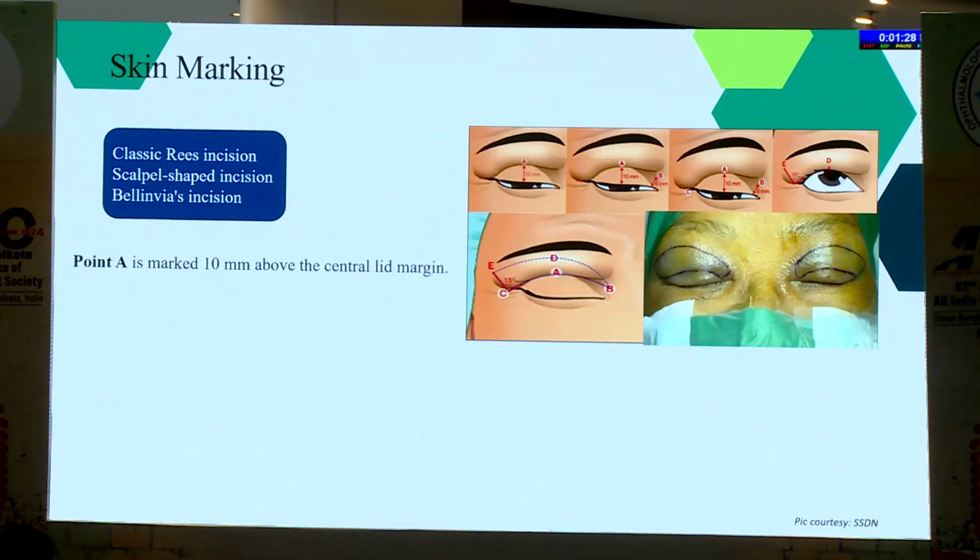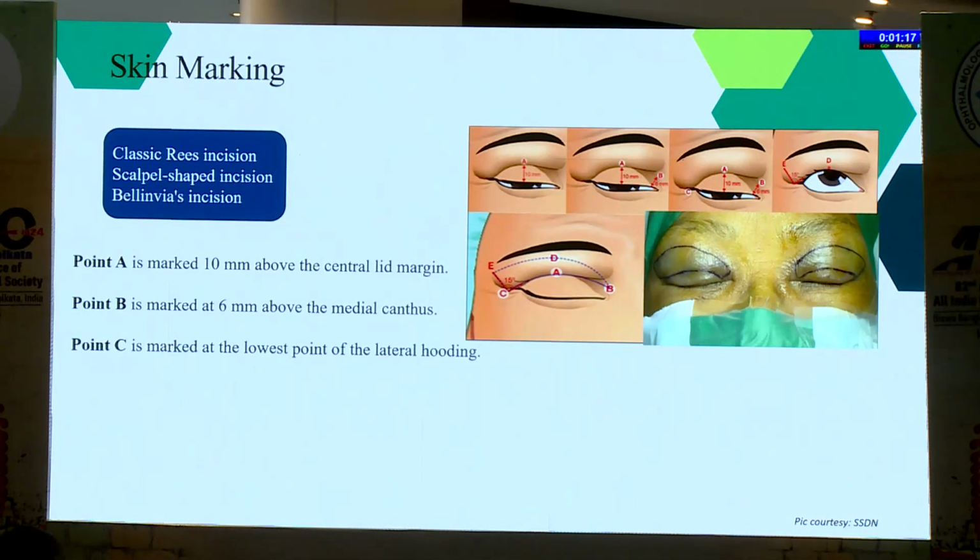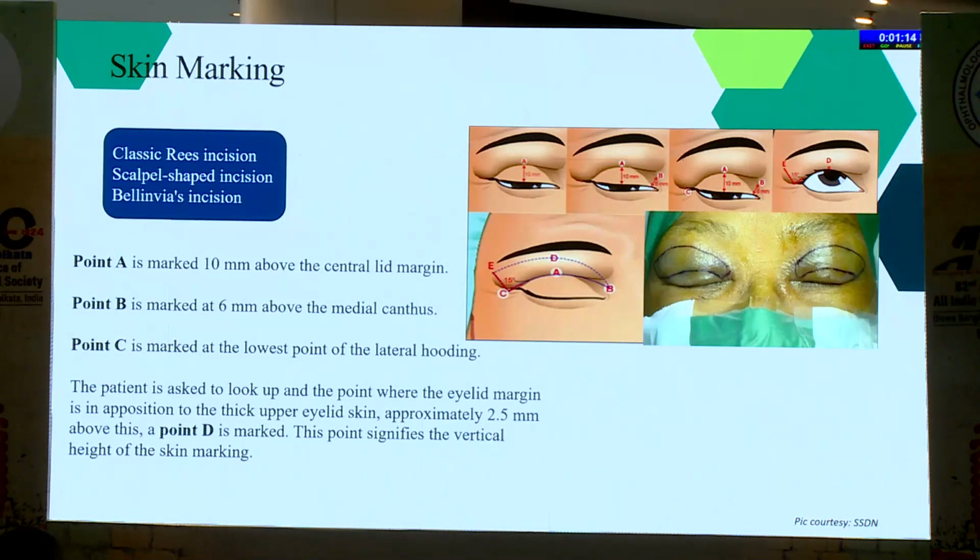So, as you can see in the pictures, the point A is marked 10 mm above the central lid margin. B is marked at 6 mm above the medial canthus. C is marked at the lowest point of the lateral hooding, and the patient is asked to look up, and the point where the eyelid margin is in opposition to the thick upper eyelid skin, which is approximately 2.5 mm above this, a point D is marked. Now, this signifies the vertical height of the skin marking. So, another point E is marked 8 mm above and at an angle of 15 degrees from point C.